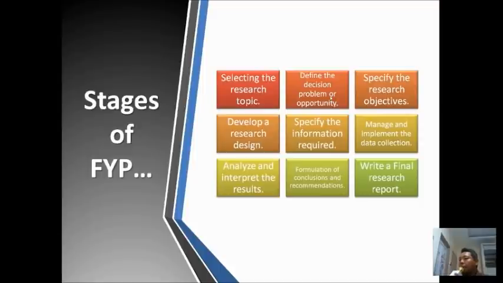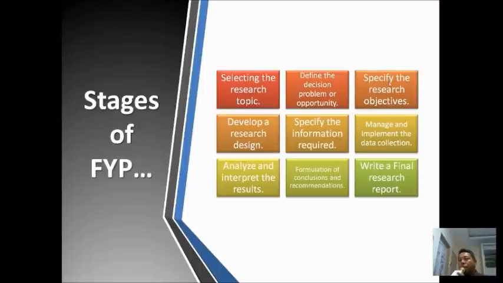Next is to define the decision problem or opportunity, meaning that you try to identify the problem here. Based on the problem, of course, you want to solve it. If you want to solve it by using an objective, you have to have an objective. Your objective is to solve the problem defined here.